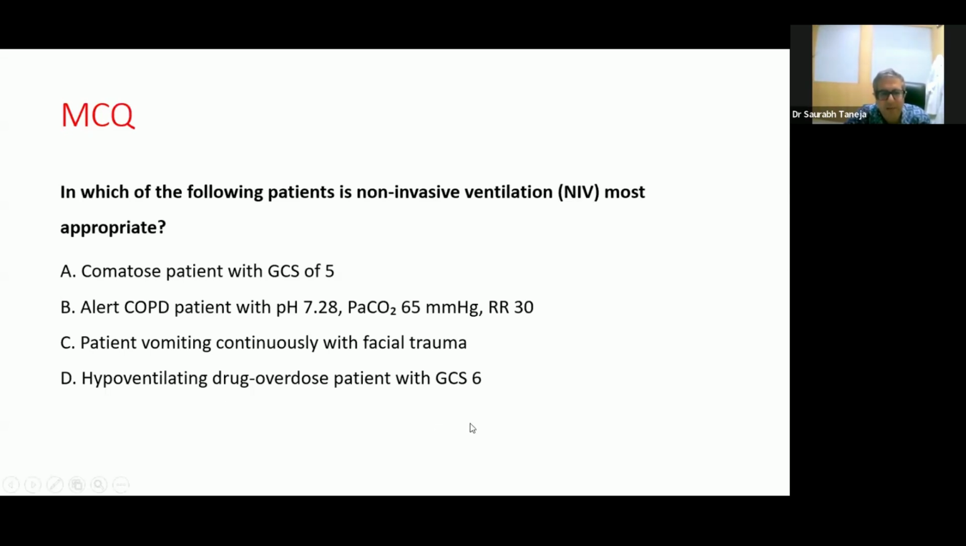So when we talk about NIV, it is very essential that we have a patient who is alert and cooperative. He should have an adequate GCS of at least 13, 14, 15. He should be responding to your commands. He should be alert. He should be cooperative. The patient should not be vomiting. The patient should not have facial trauma, so that you can apply the NIV mask easily on the patient.